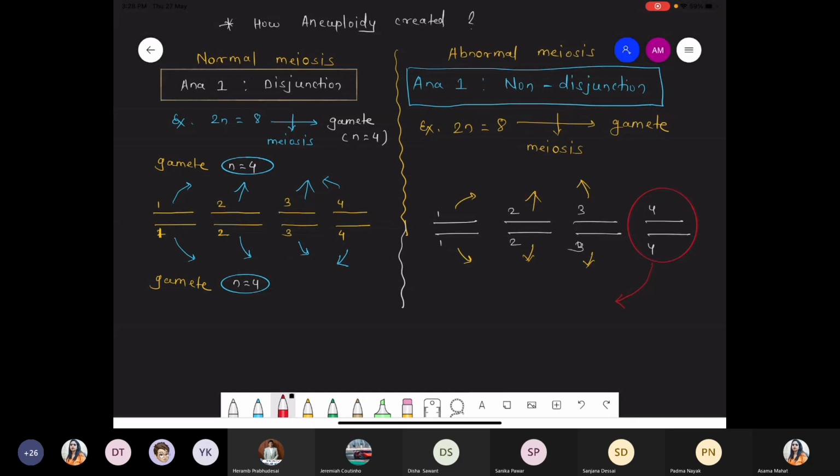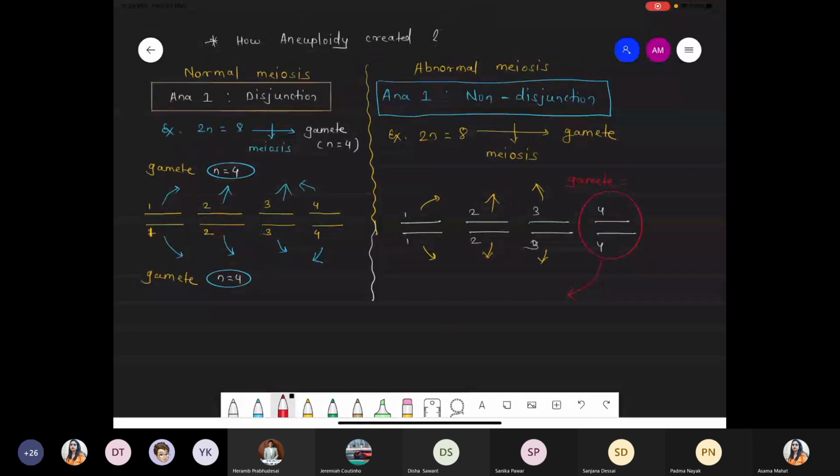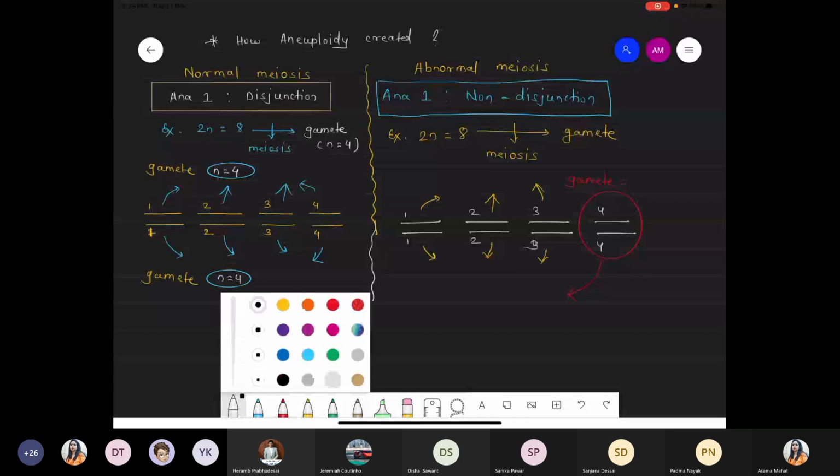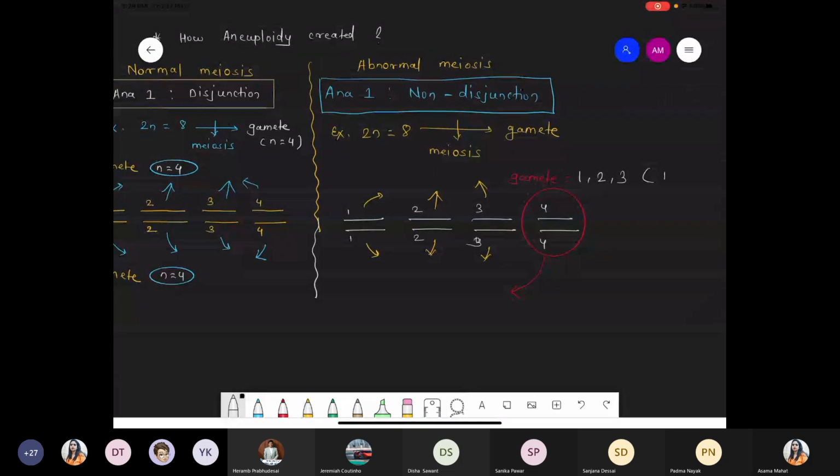So when there is gamete formation, that gamete will have chromosome number 1, 2, 3. Chromosome 1 will be there, 2 will be there, 3 will be there, but chromosome number 4 is missing. So you can represent this condition as n minus 1.